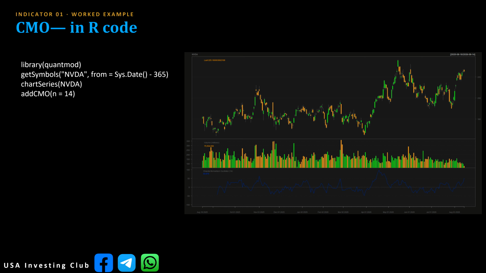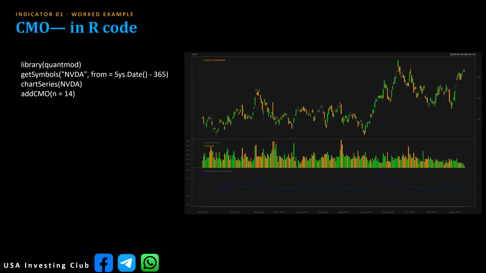Here's how compactly this comes together in R, using the QuantMod package. 3 lines after loading the library. Pull NVDA's last year of daily data with getSymbols. Plot the candlestick chart with chartSeries, and layer on the 14-day Chande momentum oscillator with a single call to addCMO, n equals 14.